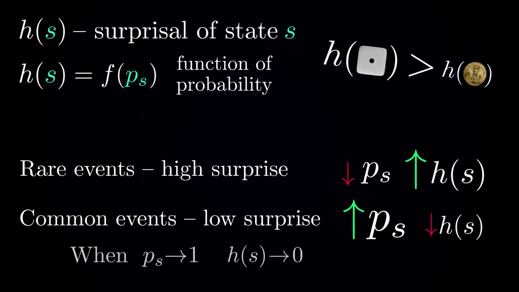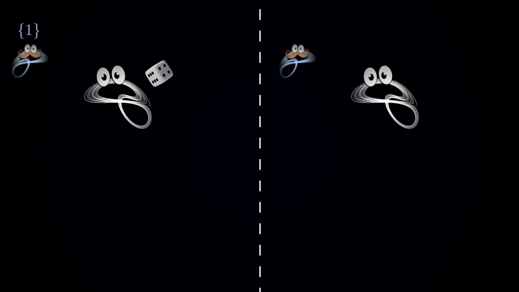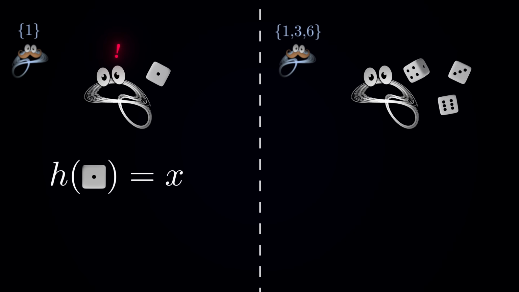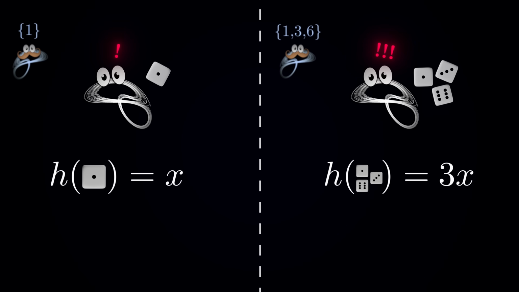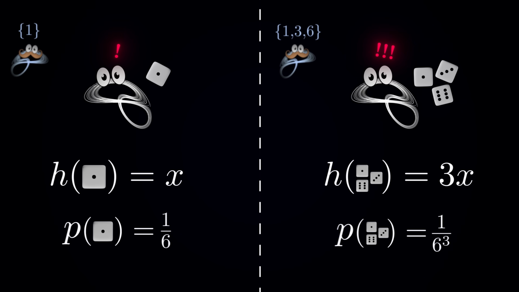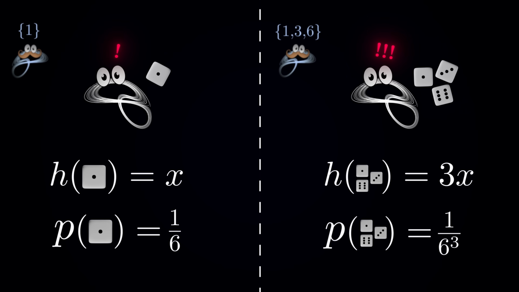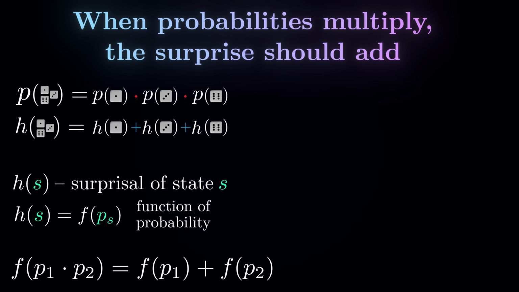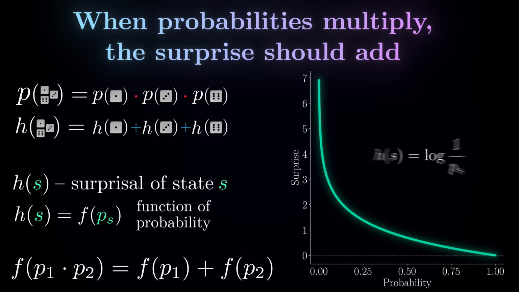A crucial but less obvious aspect is the additive nature of the surprise. If someone correctly predicts the outcomes of 3 dice rolled simultaneously, we'd be about 3 times as surprised as for 1 die. But the probability of such an event would be the product of individual die probabilities. In other words, when probabilities multiply, as for independent events, the surprisal function should add. The function that behaves this way is the logarithm of 1 over the probability. This makes intuitive sense. Surprise is high for rare events and low for common outcomes.